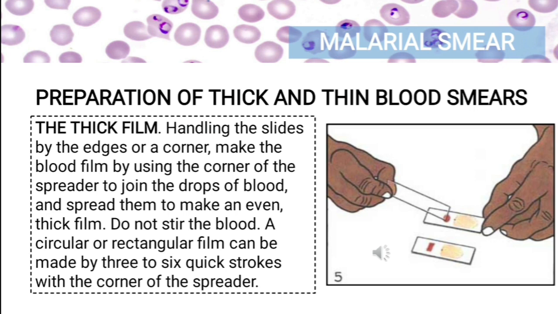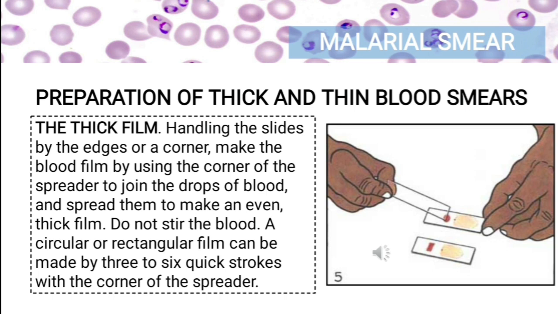Now let us proceed to the preparation of our thick film. Handling the slides by the edges or a corner, make the blood film by using the corner of the spreader to join the drops of blood and spread them to make an even, thick film. Do not stir the blood. A circular or rectangular film can be made by 3 to 6 quick strokes with the corner of the spreader.